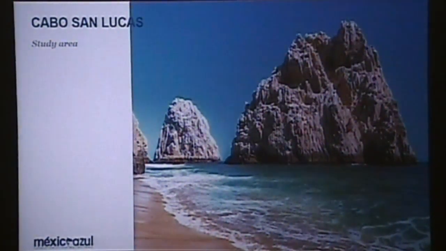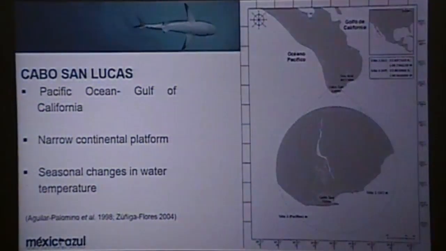So our study area is Cabo San Lucas, which is in Mexico, on the southern tip of the Baja Peninsula. It's a really important area since it's the union between the Gulf of California and the Pacific Ocean, so it is very variable throughout a year. It has a narrow continental platform, which means offshore, if you go out maybe 1 or 2 kilometers, you get depths of about 500 to 1,000 meters.